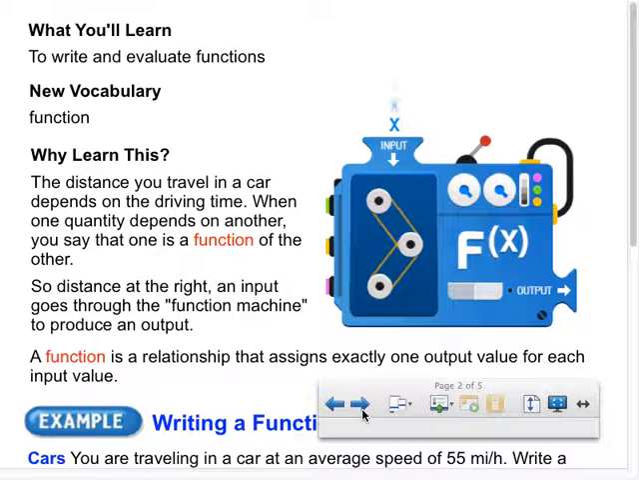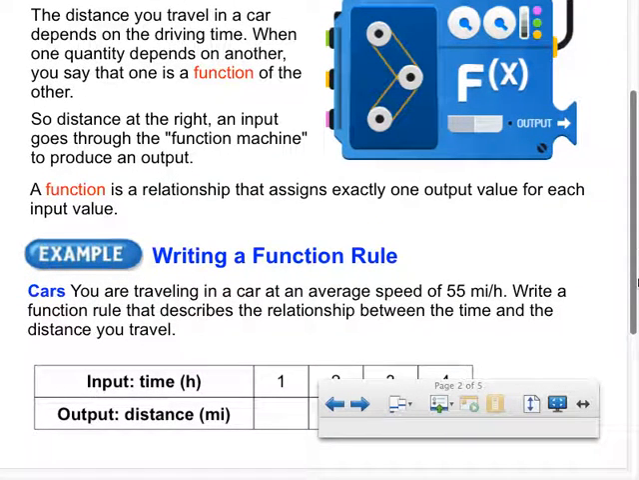Moving along, here's our lesson for the day. And since I'm putting this on the YouTube channel, I'm going to go ahead and read this to you. What you'll learn: to write and evaluate functions. New vocabulary, function. Why learn this? The distance you drive in a car depends on the driving time. When one quantity depends on another, you say that one is a function of the other. So distance at the right and input go through the function machine to produce an output. Now, a function is a relationship that assigns exactly one output value for each input value.